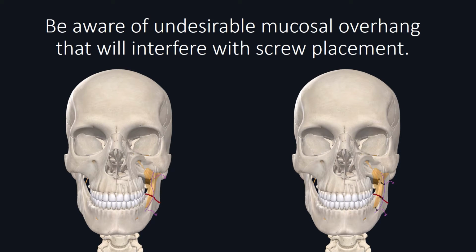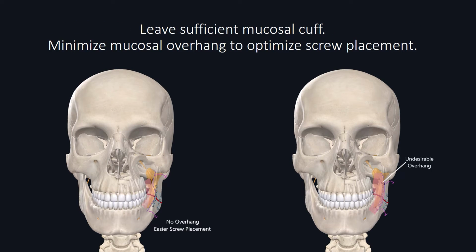While having a wider mucosal cuff is ideal for mucosal closure, it actually makes it much more difficult for plate and screw placement because the excess mucosa will overhang and block visualization of the underlying plate and screw placement. So my preference is to have a mucosal cuff that's about 2 to 3 millimeters lateral to the teeth and minimize excess mucosal overhang that may interfere with hardware placement.